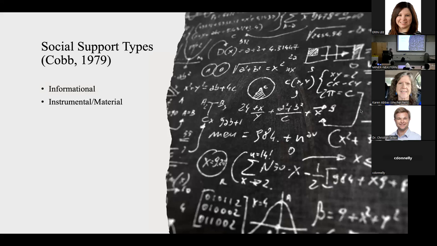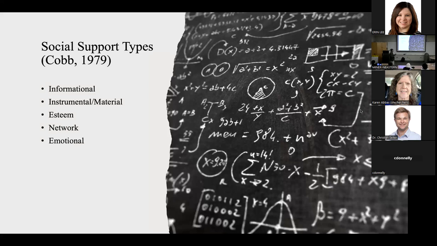Also instrumental and material support: running errands for somebody, helping someone financially, right? Getting someone a tissue box, right? These are examples of instrumental and material social support. There's also esteem support, which is helping someone feel validated, right, in their personhood and things that matter to them. Also network support, which is helping someone feel that others care about them, right? That they are part of a network of people that want their well-being.